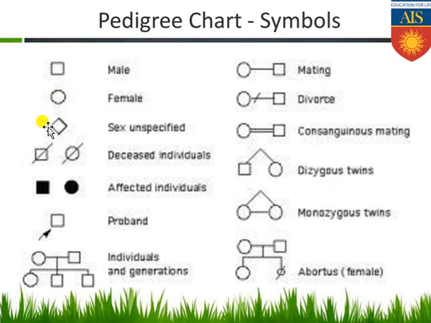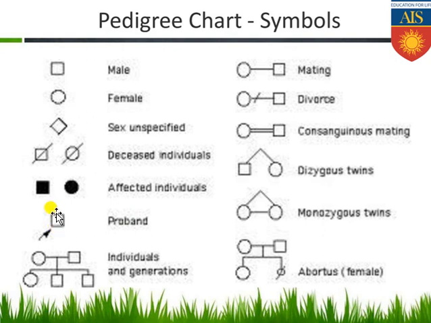If you see this kite shaped symbol, it means sex unspecified. That means the sex of this individual is not specified, but the individual is unaffected. These symbols with a slash mean deceased individuals, that is, these individuals have died. If you see a blackened or darkened box or circle, these are affected individuals. They have that specific trait or a specific type of disease.